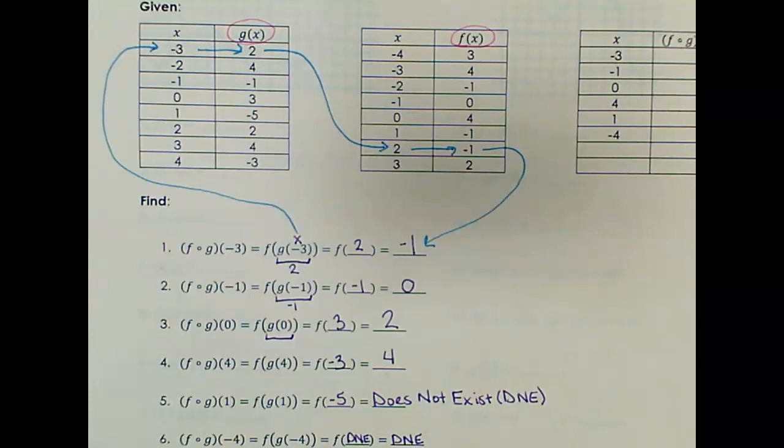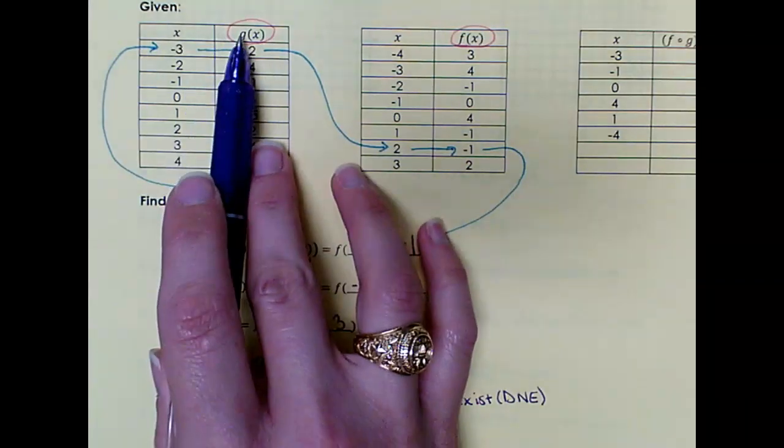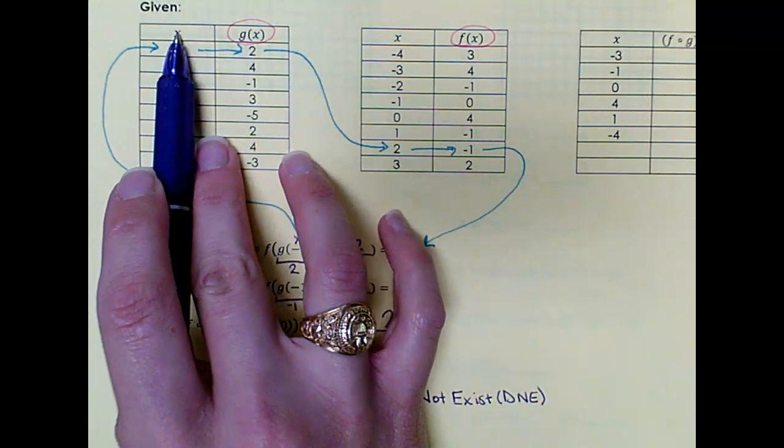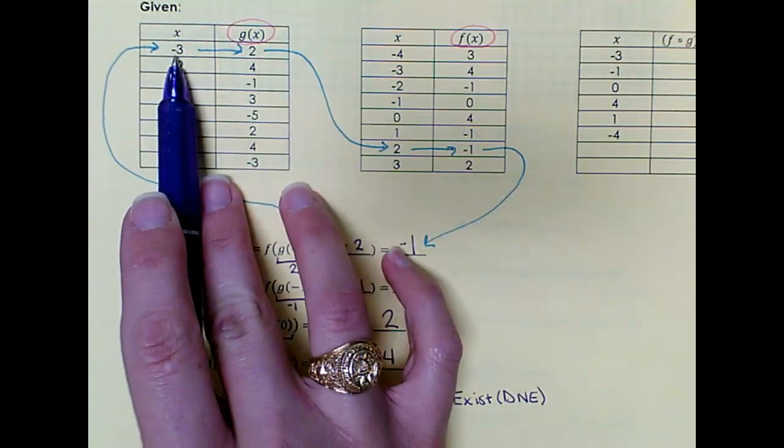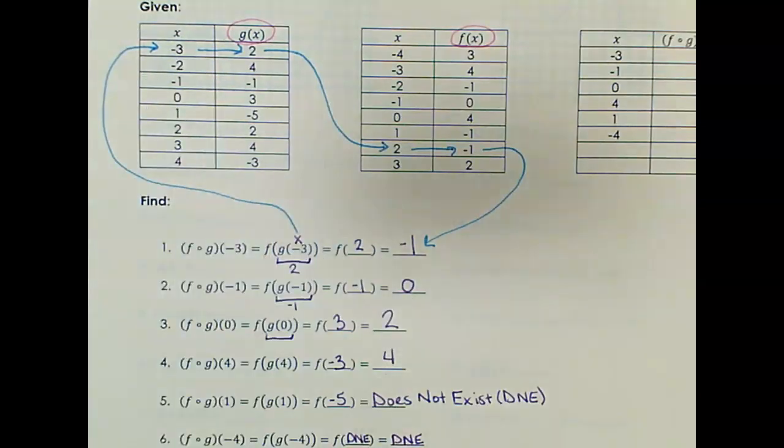Now you get more practice using DNE for does not exist on number 6 because you're asked to find g of -4. And if I go to the g table, where x is, there is no -4. -4 should be up here, but the lowest x value is -3. So since g of -4 does not exist, then we can't evaluate f of something that doesn't exist. So we say that the answer is does not exist.